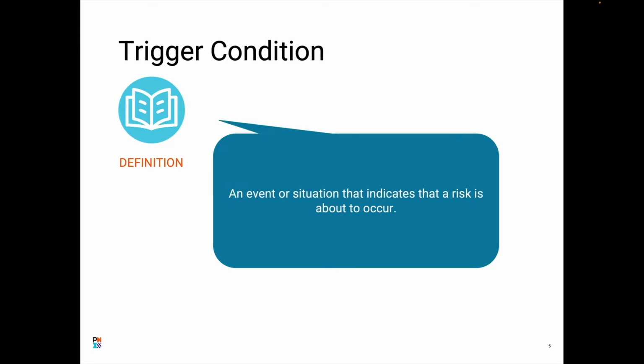Trigger condition, this is the gun. This is when the guy pulls the trigger back and shoots. This is the thing that's going to trigger the risk. The risk is the bullet that's coming out of the gun. You want to make sure you can control that trigger condition. If you can spot what the trigger could be, you can eliminate that trigger and control it.